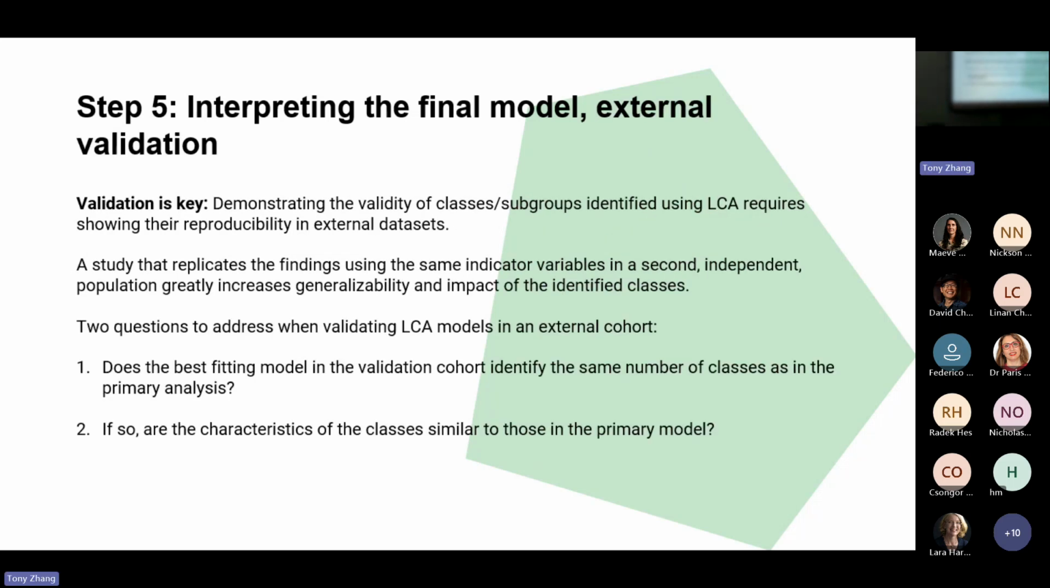Also, occasionally, if the data is available, you may want to do some external validation. If we can replicate the findings of the primary analysis using the same set of indicator variables in a second independent population, that would greatly increase the generalizability of the findings. And there are 2 questions to address in the external validation.